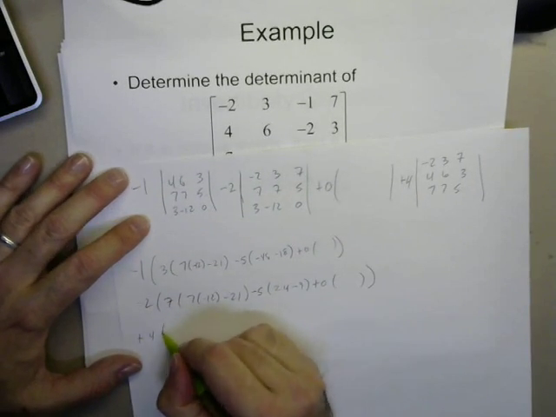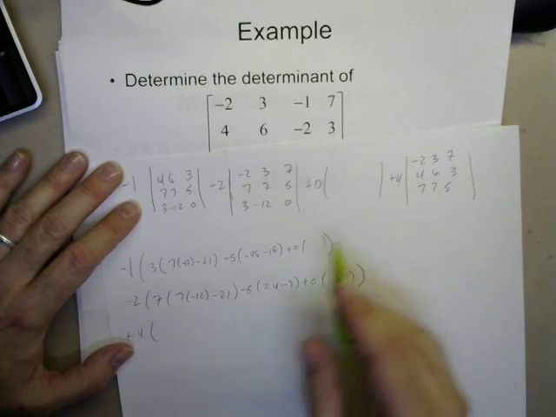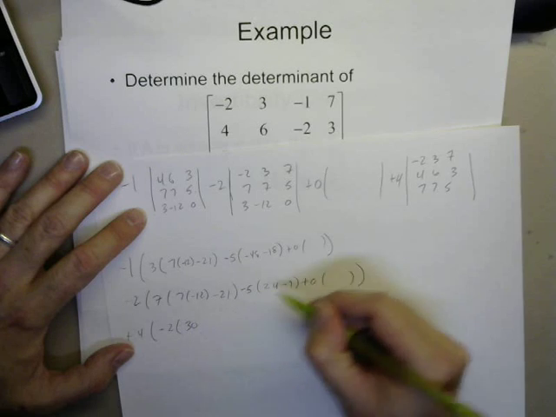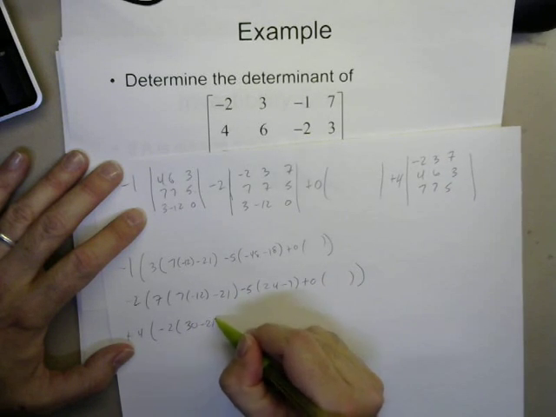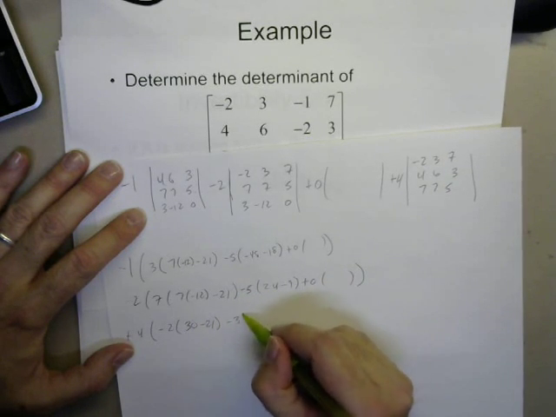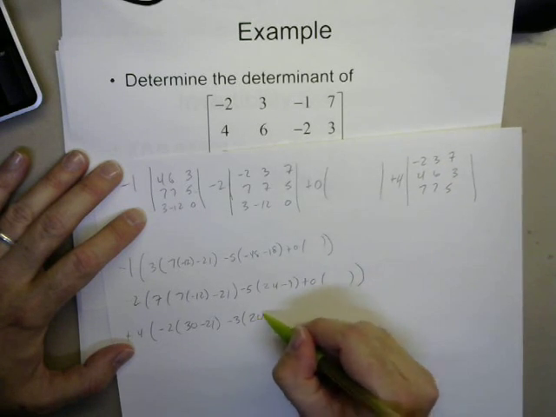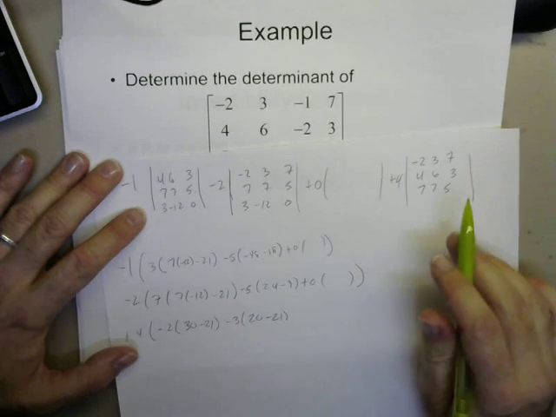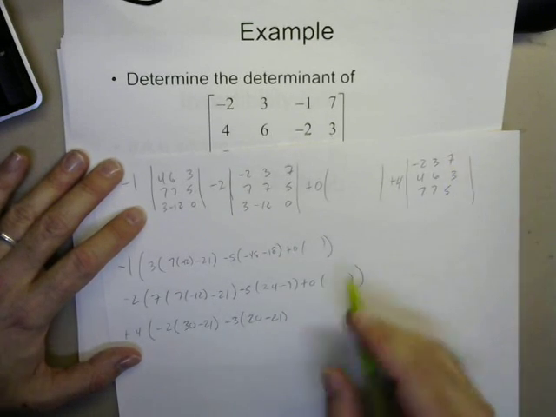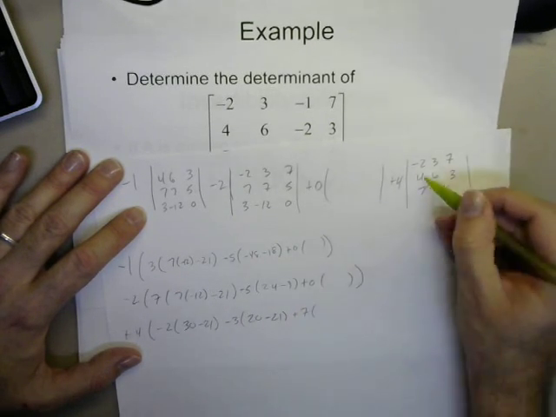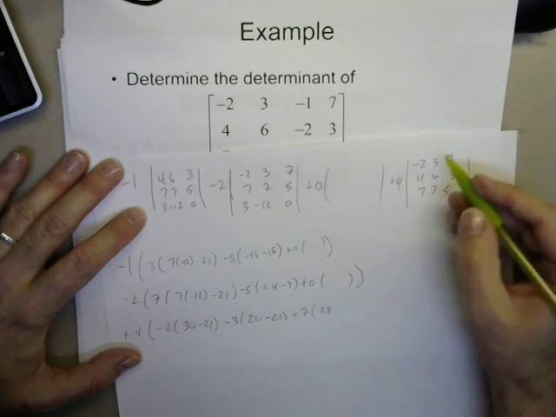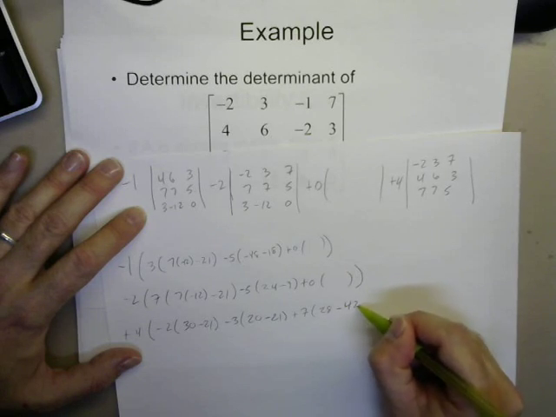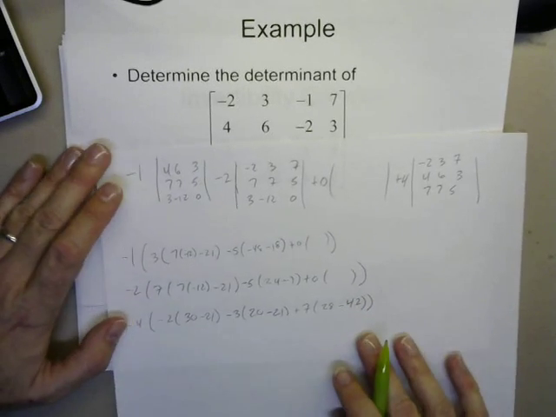So it'll be 4 times, again let's just expand along the first row, it'll be negative 2 times 30, because there isn't anything with zeros in there, so let's just do it that way. And then it'll be minus 3 times 20, 4 times 5 minus 7 times 3, which would be 21. And then finally I'll take a positive 7 and multiply that. 4 times 7 is 28, minus 42. And then just work that out and see what you get.